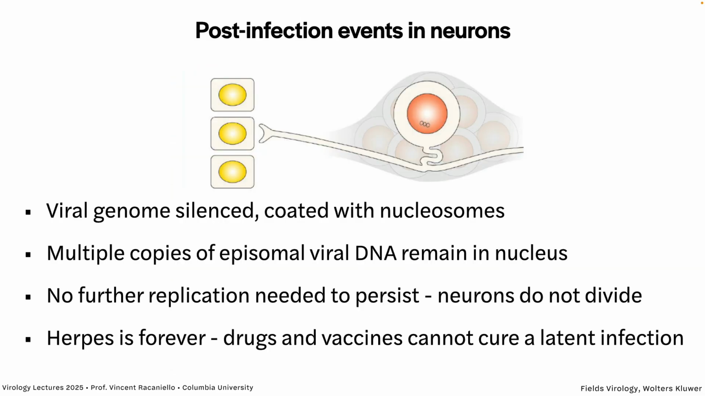All right, so here's a schematic of what we just talked about. Here are your epithelial mucosal cells, and here's a nerve innervating them that goes to the local ganglia, lots of neurons in here. And there is the viral genome. It is silenced and coated with nucleosomes. Multiple copies of the DNA remains in the nucleus of the neuron. It does not need to replicate because neurons do not replicate, right? And there it is forever.